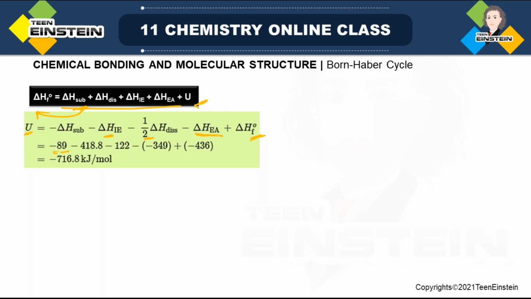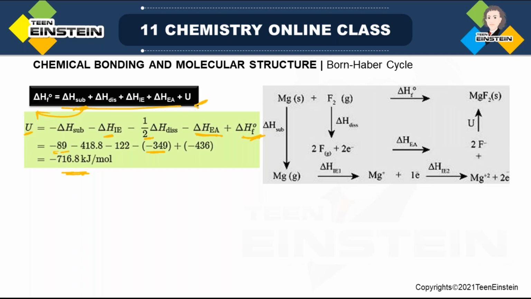And del H EA, electron affinity, is already negative. So that is why within the bracket there is a negative sign, and the negative will be cancelled. And del H F naught, remember enthalpy of formation is mostly negative. So if you add all this, you get the value of U for potassium chloride, which is minus 716.8 kilojoule per mole. Another example of an ionic compound we have taken here is MgF2, magnesium fluoride.